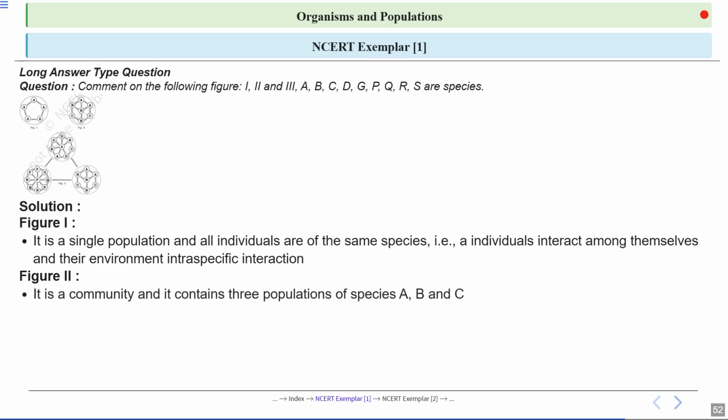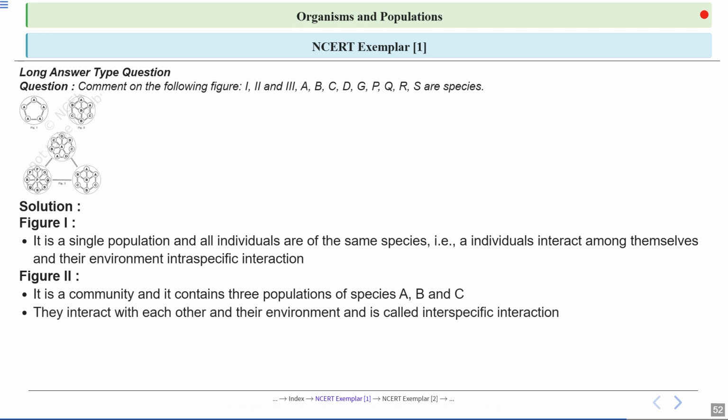Let's talk about figure 2. Now in figure 2, we see a community made up of 3 different populations, species A, B and C. Now each group represents a different species, just like how a neighborhood might have families from different backgrounds living together. Now these different populations share the same environment. The important thing here is that all these different species interact with each other and with their environment. So this is known as interspecific interaction. For example, in a garden, bees, which is one species, pollinate flowers, which is another species. And this shows how different organisms can affect each other's survival.